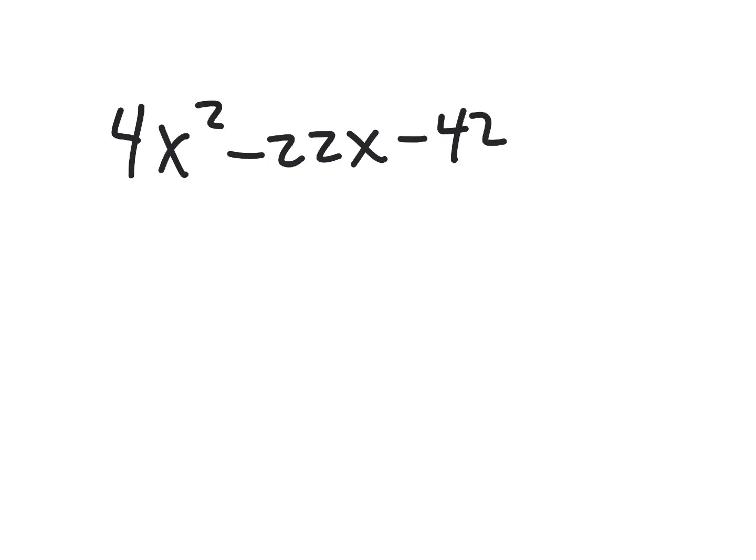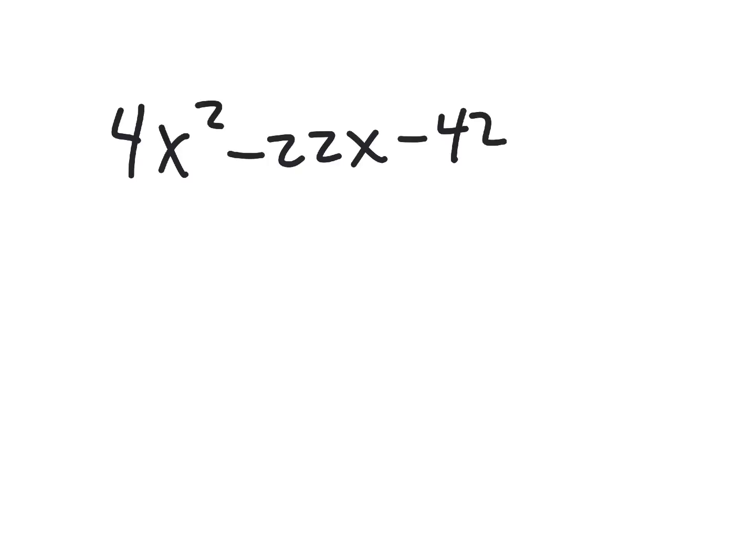So here's a factoring problem that's on the hard level. I need an x squared there. 4x squared minus 22x minus 42. Now this is one of those moments where I know that when you started this unit, you wouldn't have been able to do this. But now I think you can.